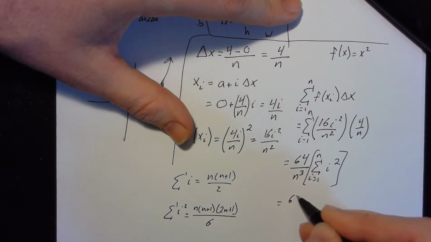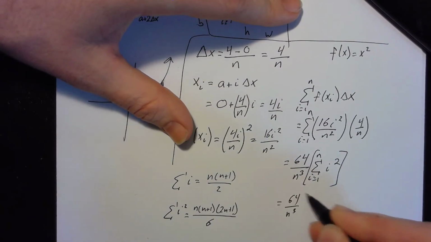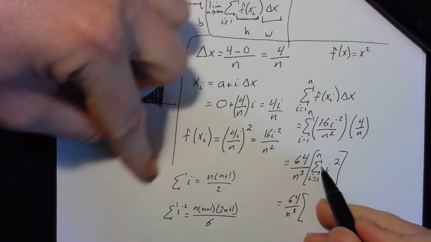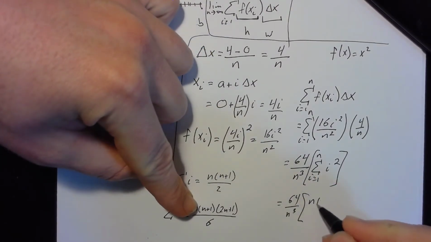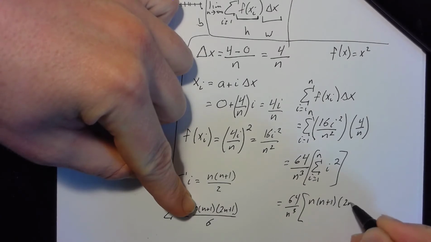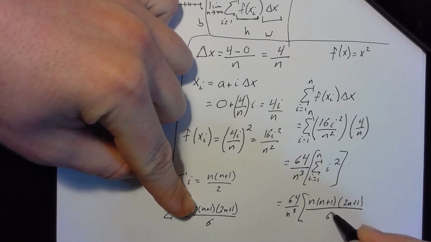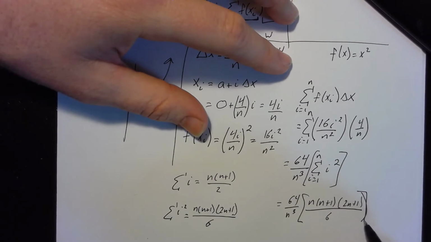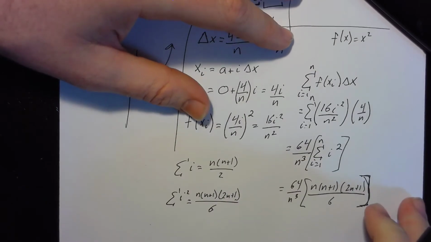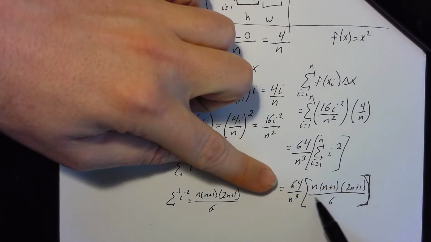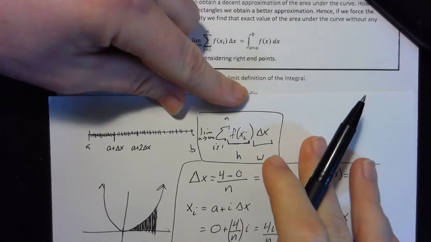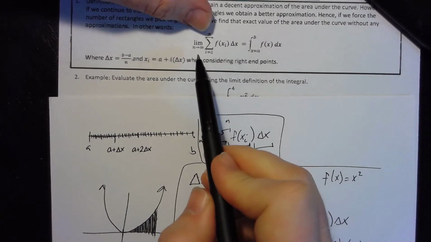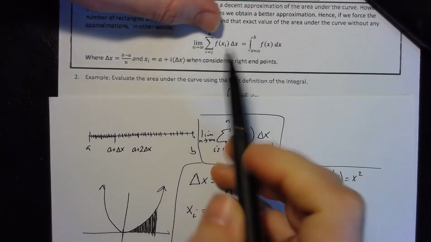So this thing becomes 64 over n cubed times, when I evaluate this summation, it is this thing right here, assuming it starts at 1. So I end up with n plus 1, 2n plus 1, all divided by 6. My last step is to simplify this, and remember, this is not done if I'm just evaluating the summation. The formula for the limit definition of an integral is to take the limit of that summation.